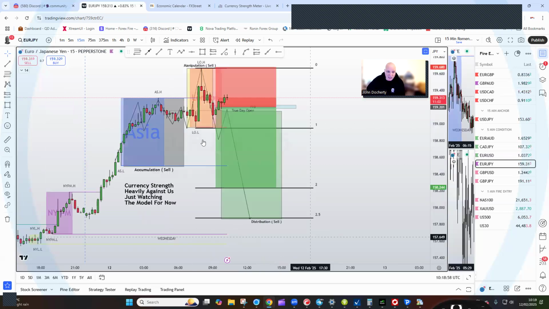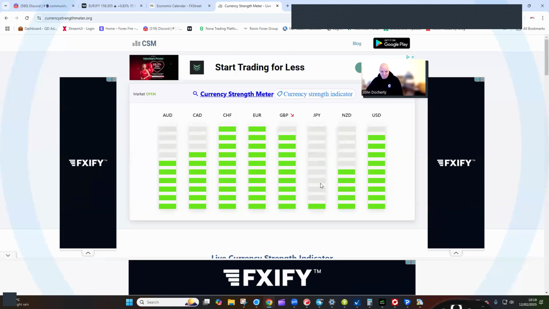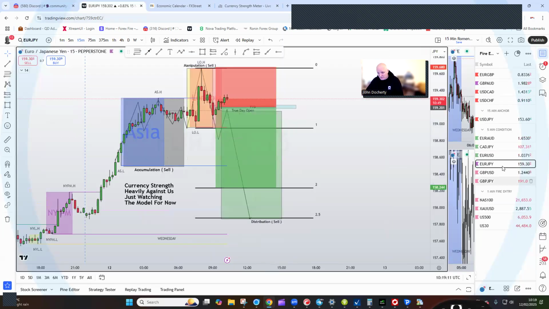Euro JPY, again, we are in a little bit of heat. The currency strength was heavily against us. Okay, we've got this market was purple. Again, we look at the strength, we can see the JPY is just nowhere to be seen.